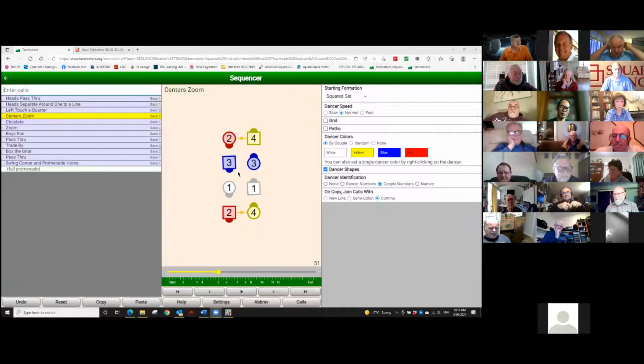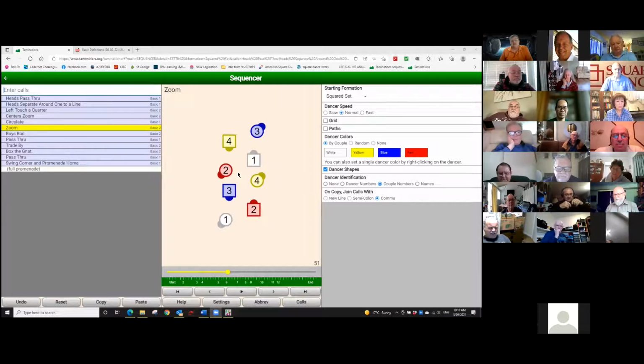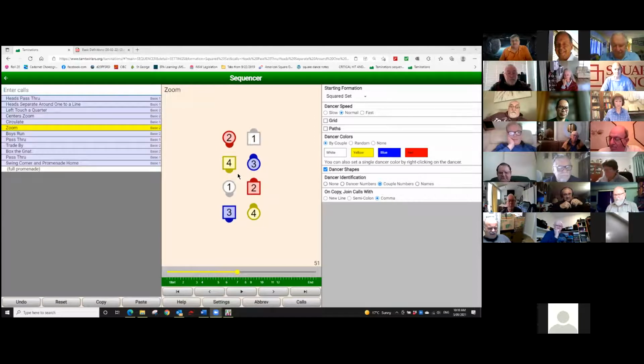This is from the column. We've got a circulate. Look at the flowing action. Now we've got leaders and trailers followed by a zoom. And you would prompt that zoom, girls are going back, boys are stepping forward. Notice how much more comfortable that looks, even from a dancer's perspective, just by adding a circulate into the flow. You get that forward action, and it's easier to define who's going to go away or forward.